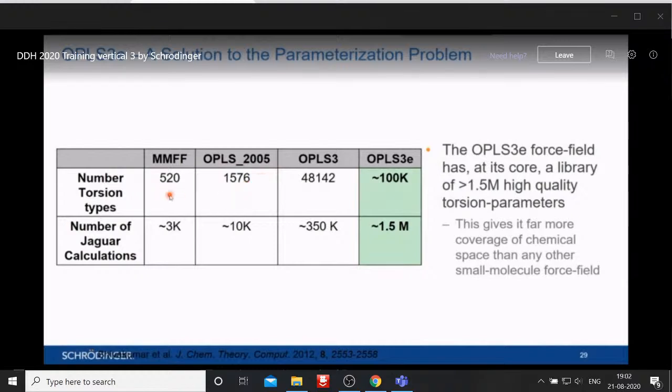So torsion means if you have a molecule, just like yesterday, I told you what a force field is and how one can use the force field builder to develop a new force field. So these are the various torsions.